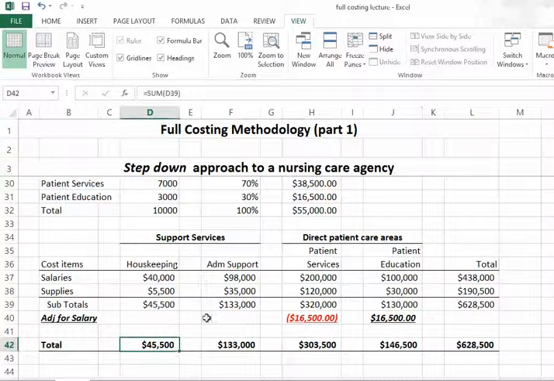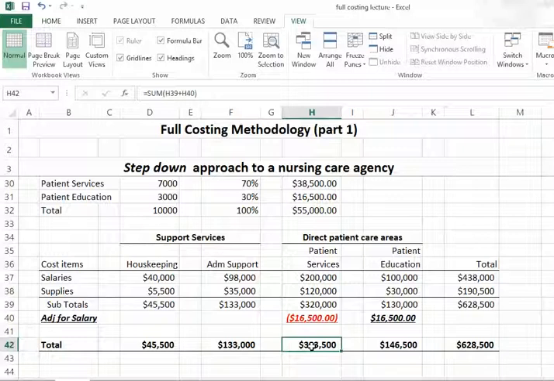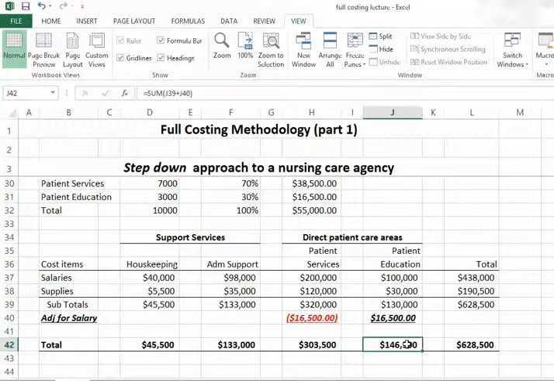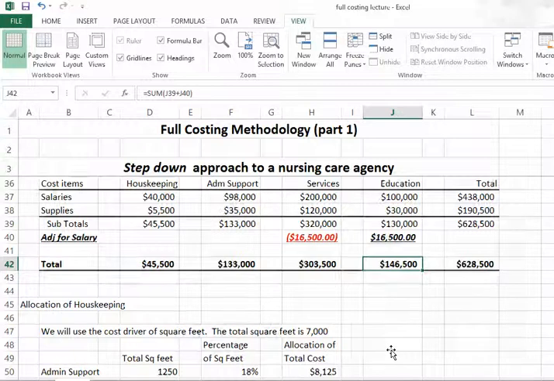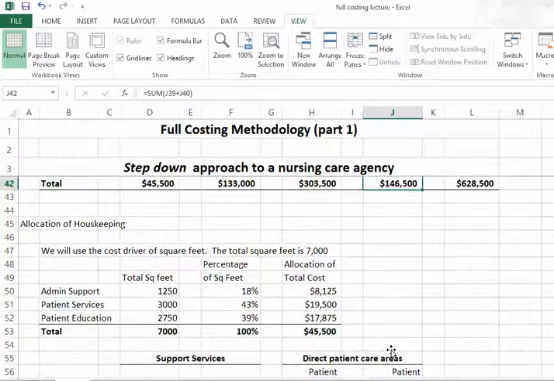So what you see here in the total is that everything equals exactly what it did before. The difference is that we now are allocating the amounts to the patient services and patient education. Those are the only two numbers that change. The next piece is to begin to allocate the support services.